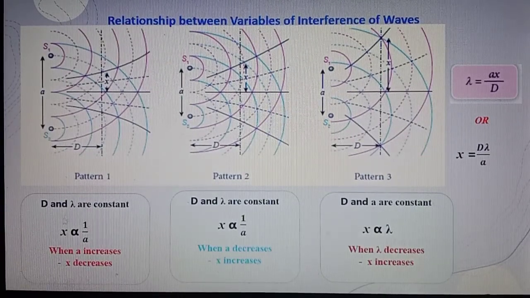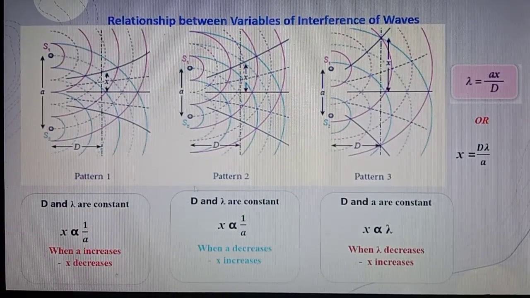Now the relationship between x and a is inversely proportional. Since d and lambda are constant, x is inversely proportional to a. So we can say when a increases, x decreases. You can see the separation distance between the two coherent sources is longer, thus the value of x, or the length of x, is shorter. This shows that x is inversely proportional to the separation distance between two coherent sources, provided that d and lambda are constant.